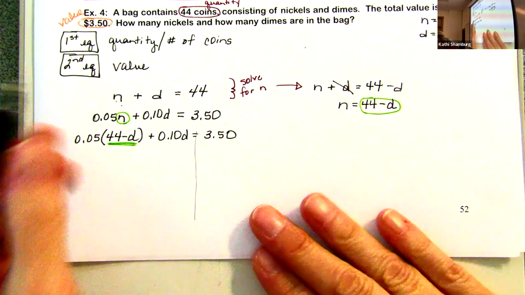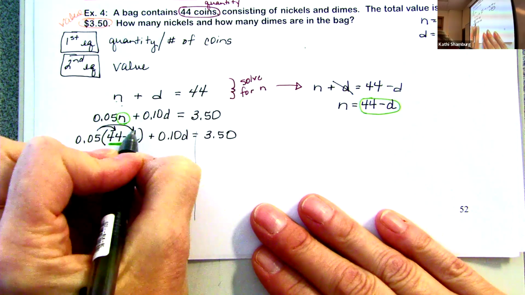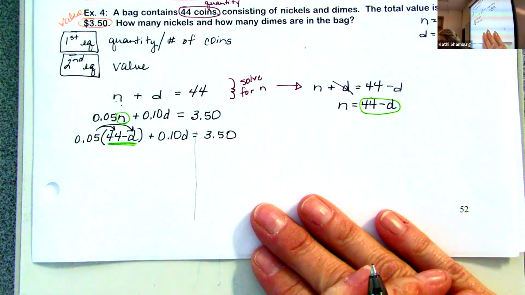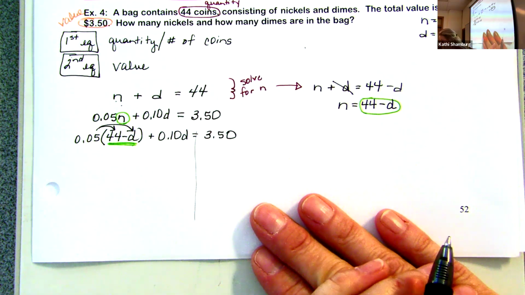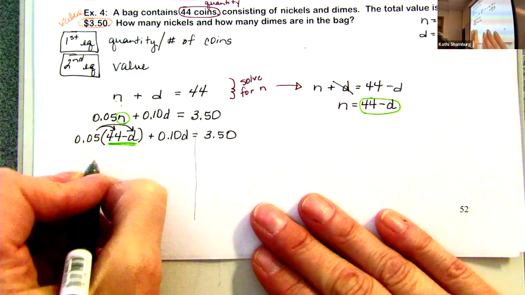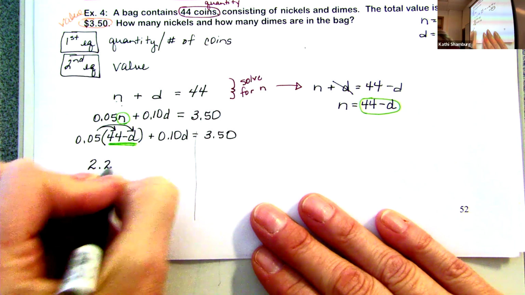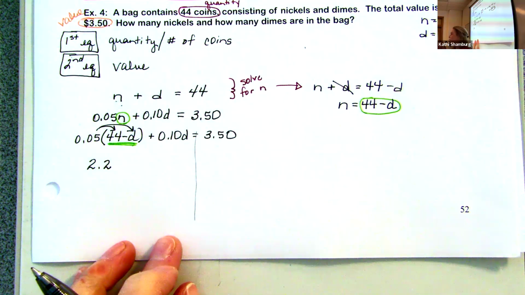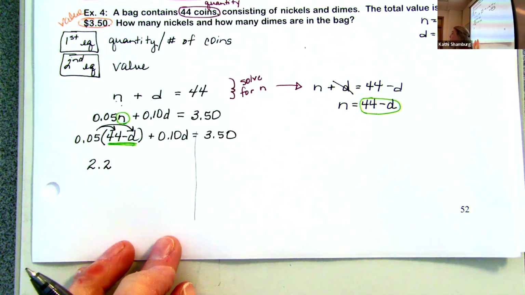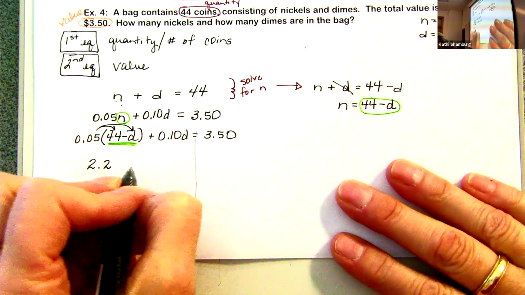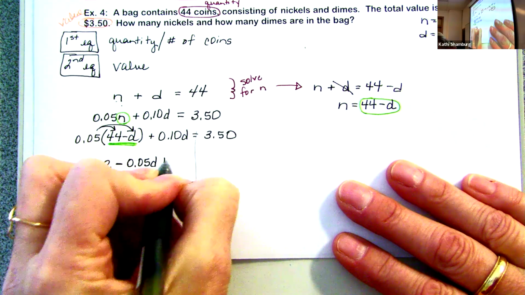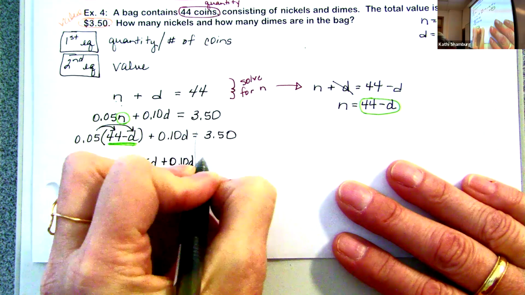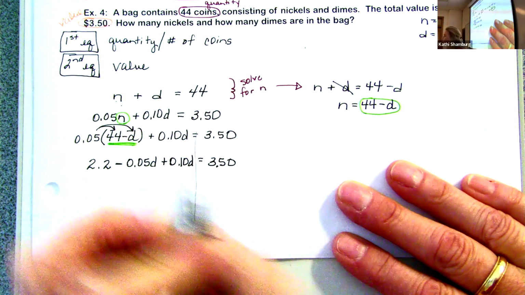So if you look on the left, the first thing we're going to do is distribute that 0.05 through. So 0.05 times 44. Let me know what that gives you. 2.2. Okay, so that's 2.2. Now, at this point, if you put 2.2 or 2.20 because of money, either is fine because we are solving the equation and those represent the same. All right, minus 0.05 D plus 0.10 D equals 350.